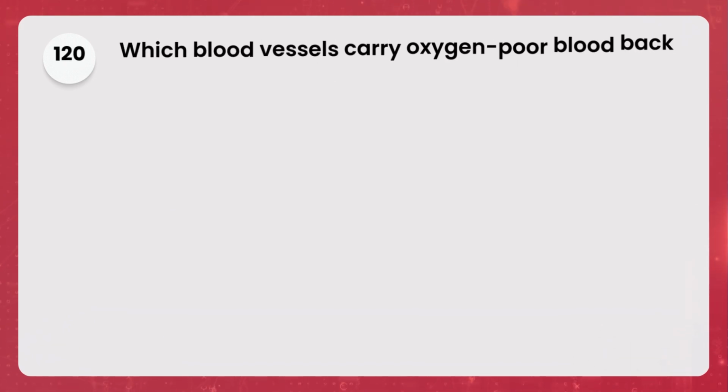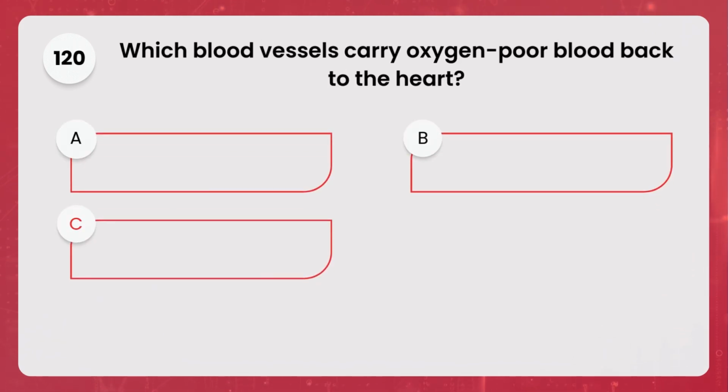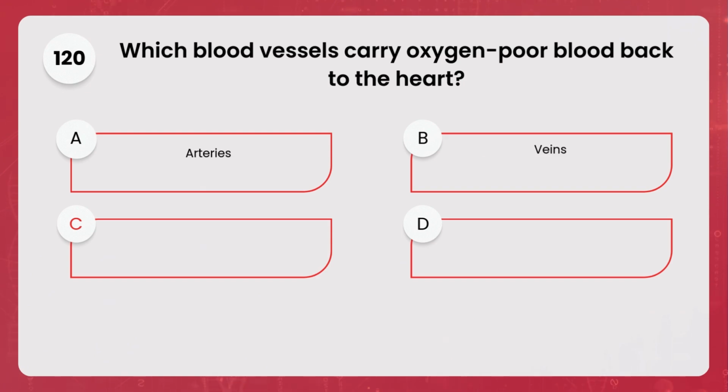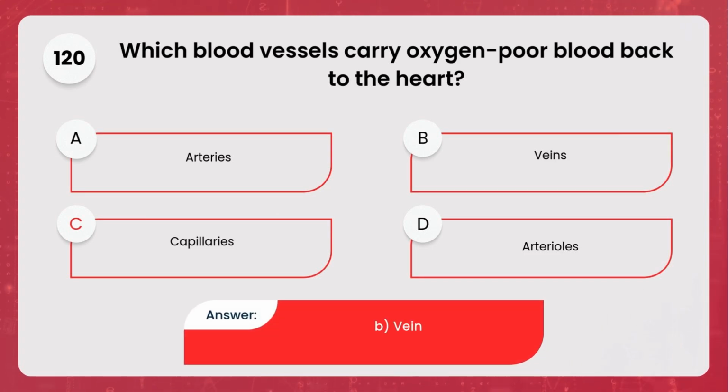Number 120. Which blood vessels carry oxygen-poor blood back to the heart? A. Arteries. B. Veins. C. Capillaries. Or D. Arterioles. The answer is B. Veins.